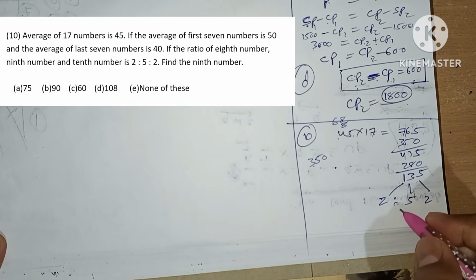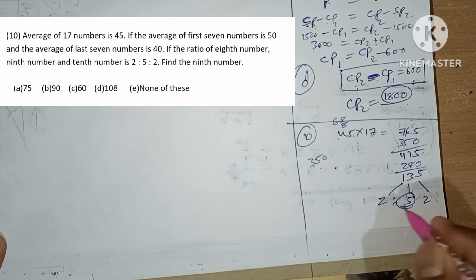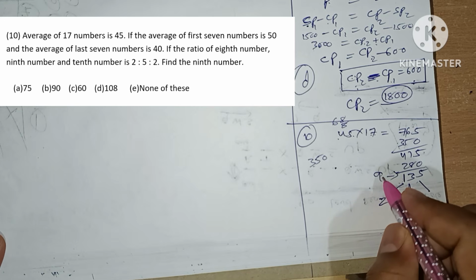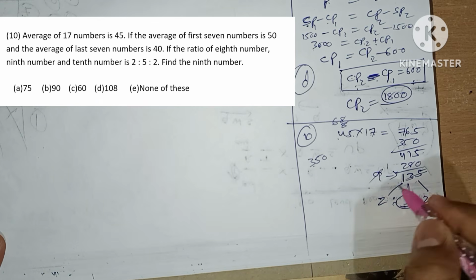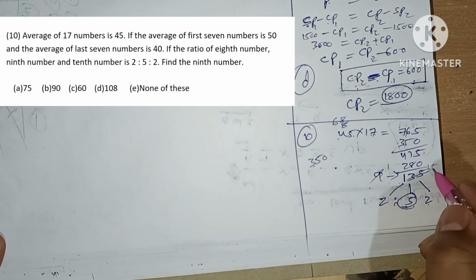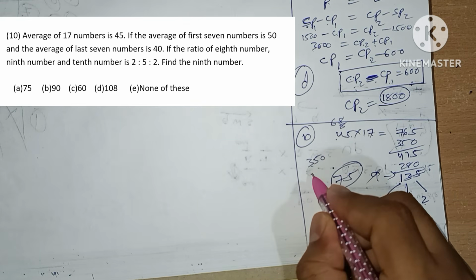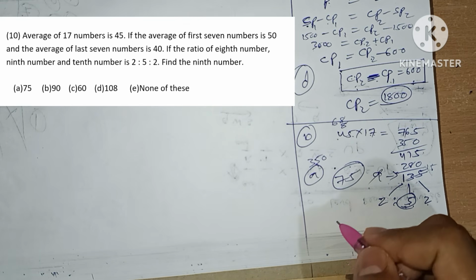Now it says to find the value of 5 parts. Total 9 parts. 9 parts value is 135, means 1 part value will be 15. 9 times 15 is 135. So 1 part value will be 15. 15 times 5, which will be 75. So the answer will be 75. Option A is our answer.